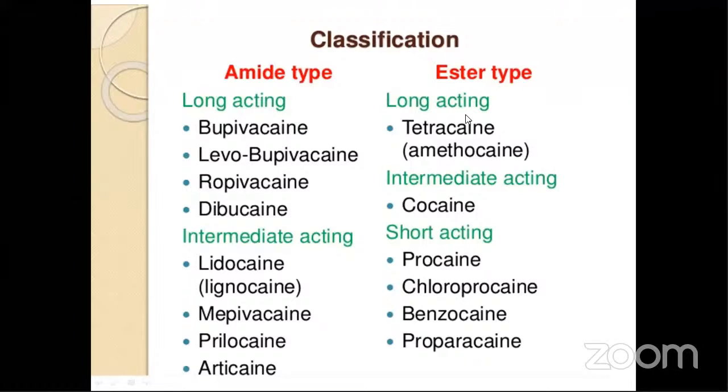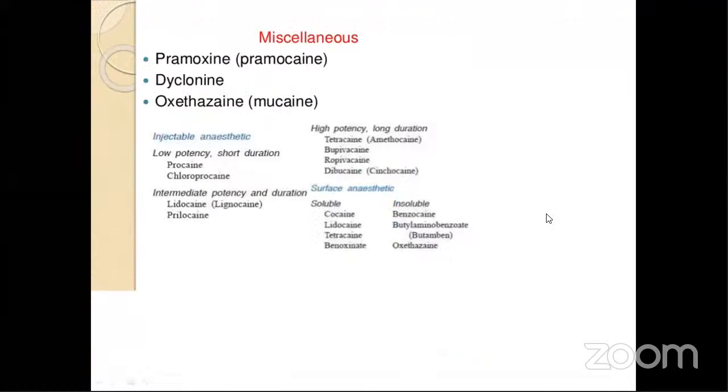Again, under ester type you have long acting. An example is tetracaine, otherwise called amethocaine. Then intermediate acting is cocaine. Cocaine is intermediate acting. Next is short acting. Under that, procaine, chloroprocaine, benzocaine, and proparacaine. So these are some of the drugs, amide and ester type. Some miscellaneous ones are also available, like pramoxine, dicyclonine, and oxethazaine. These are newly available drugs.